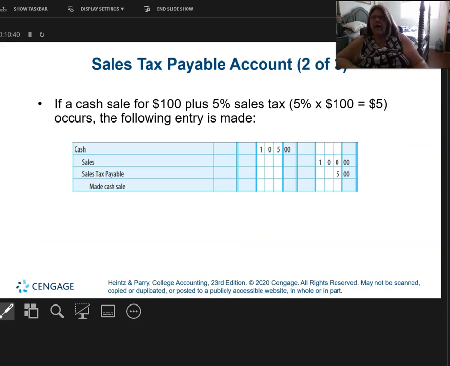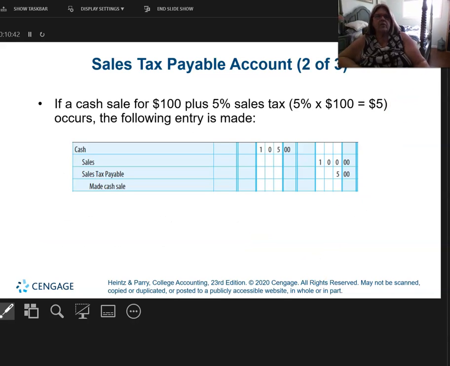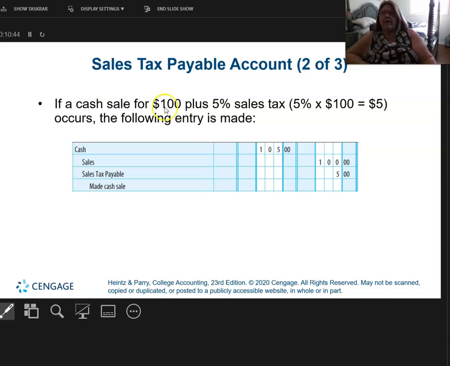So let's look at how sales tax payable happens. Let me move over a little bit. So if my cash sale is $100 plus 5% sales tax, here's my journal entry. So I'm going to collect $105 cash. My sales will be credited for $100, and my sales tax payable will be credited for $5. But my real sales is only $100, not $105.